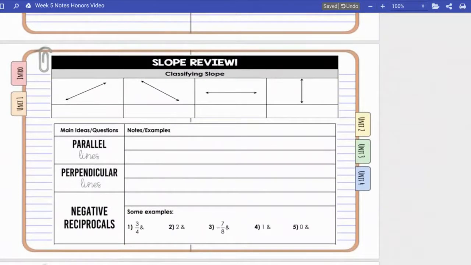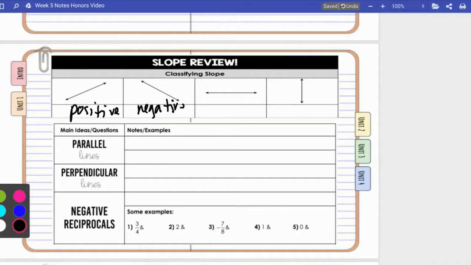Okay, slope review. This line has a positive slope. This line has a negative slope. This line has a 0 slope. And then this special case over here has an undefined slope.